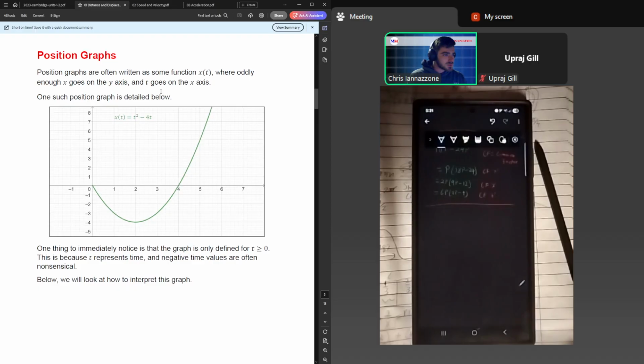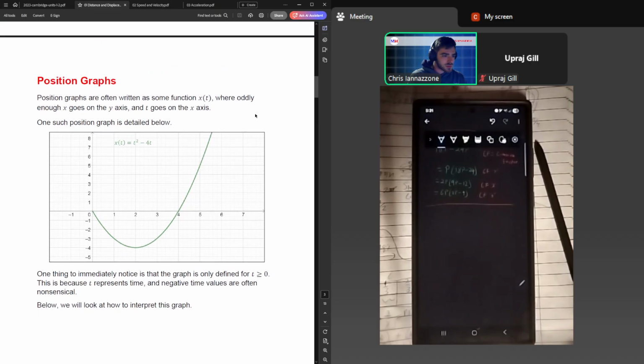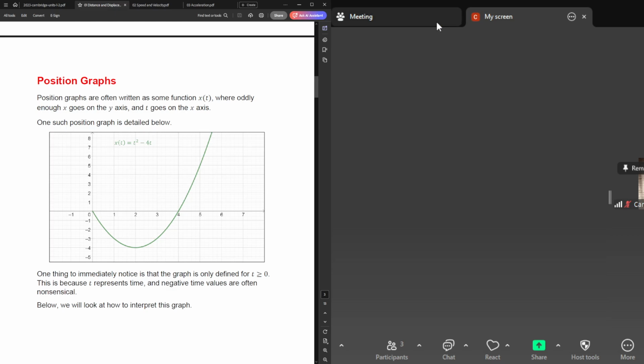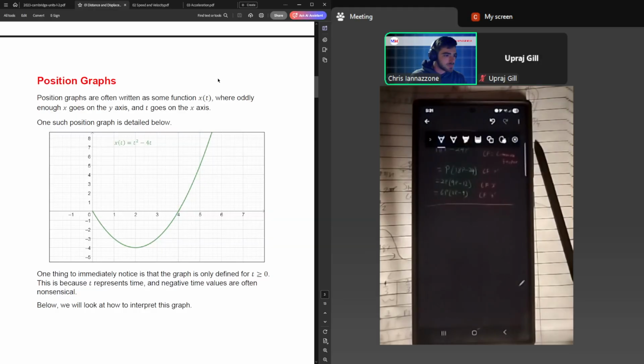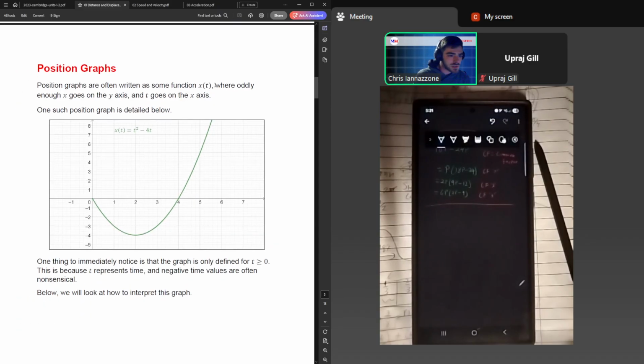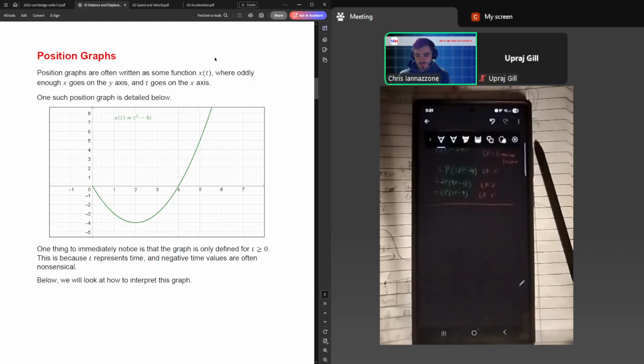So first things first, this idea of a position graph. Usually the position graph will be written as some form of x of t, where x is your position and t is time. You're often doing things in that particular notation. One example of that is detailed below. You've got some particular quadratic, and what's essentially happening here is that the y value at any given point measures position with respect to some origin.